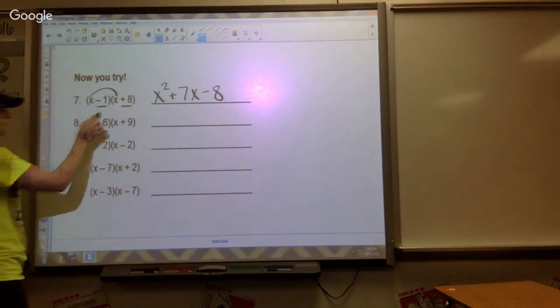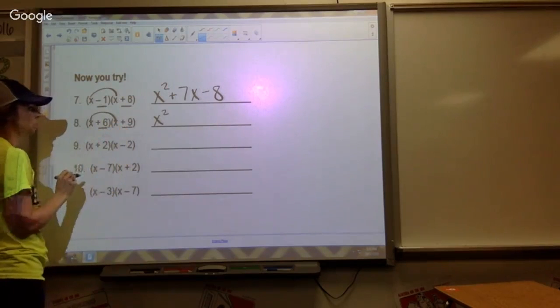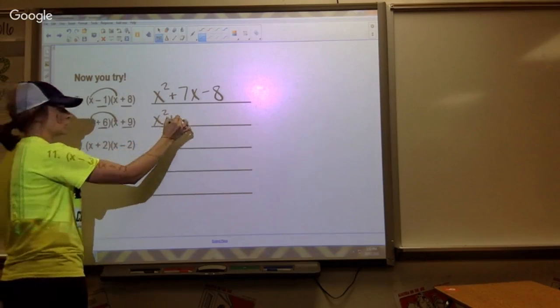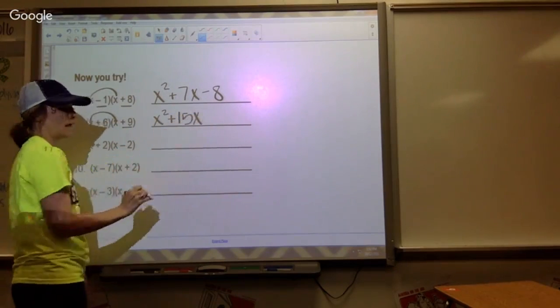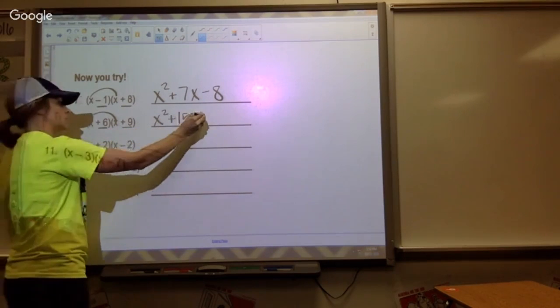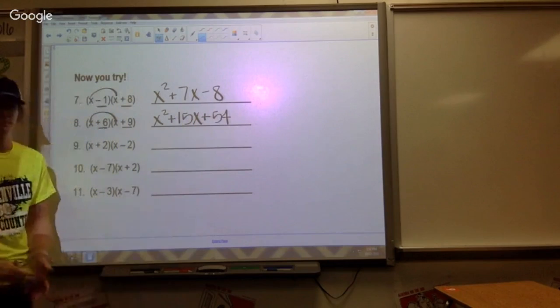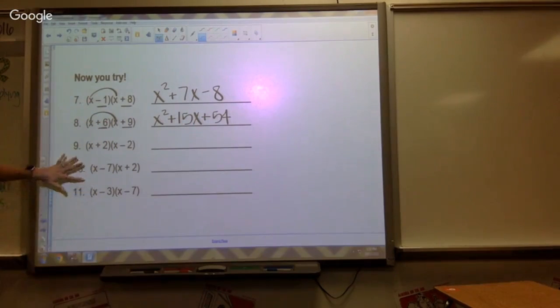You could use FOIL. You should end up with the same thing after you combine like terms. Okay, so number 8, you get x squared. You add those two numbers, which would give you 15. Remember to put an x with that middle term. And then you're multiplying to get that last term, which will give you 54.